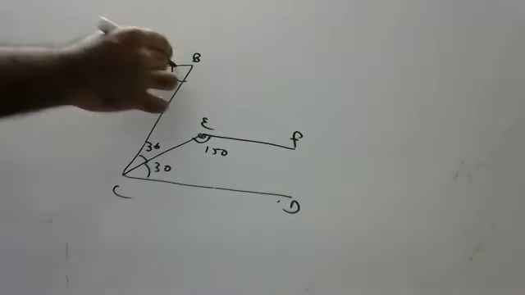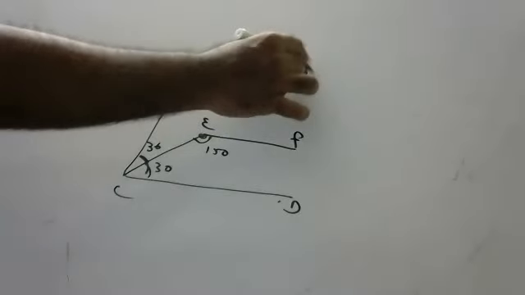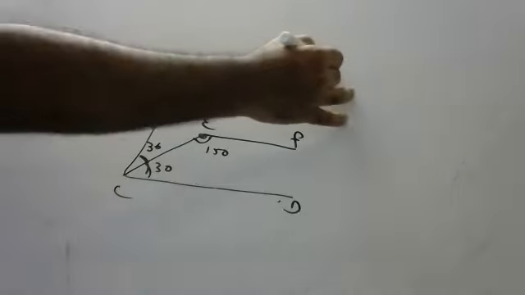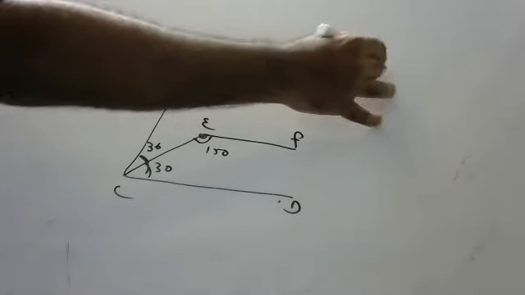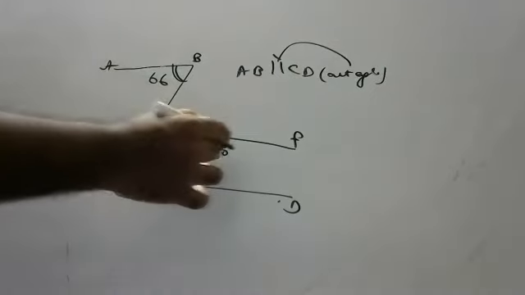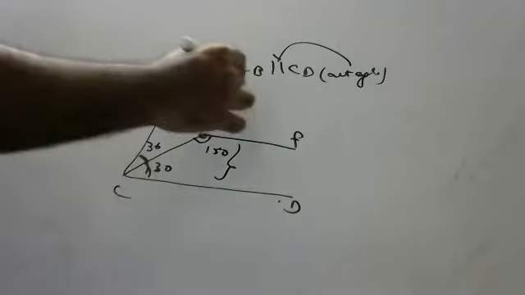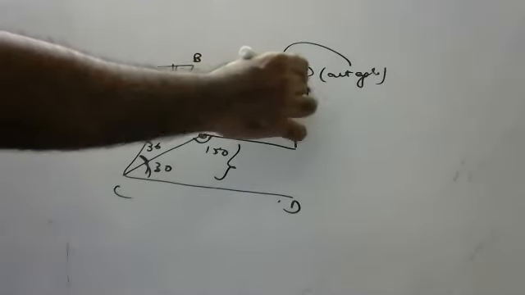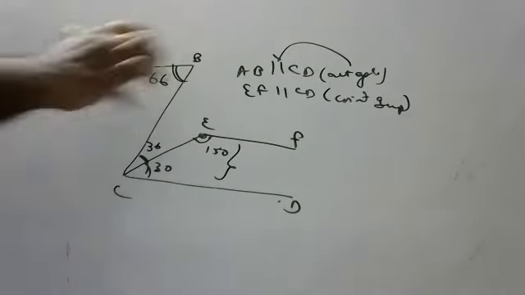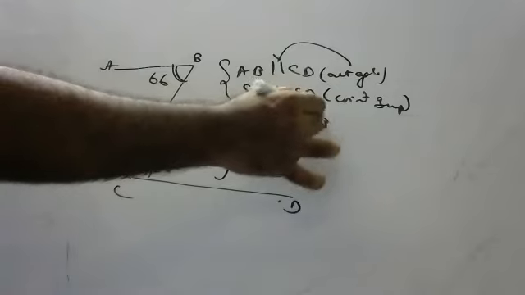Children, this is 66. This is 66. So as alternate angles are equal, AB is parallel to CD. Again, children, co-interior angles sum is 180. 150 plus 30 is 180. So EF is parallel to CD because co-interior angles are supplementary. AB is parallel to CD, CD is parallel to EF. From both the equations, AB is parallel to EF.